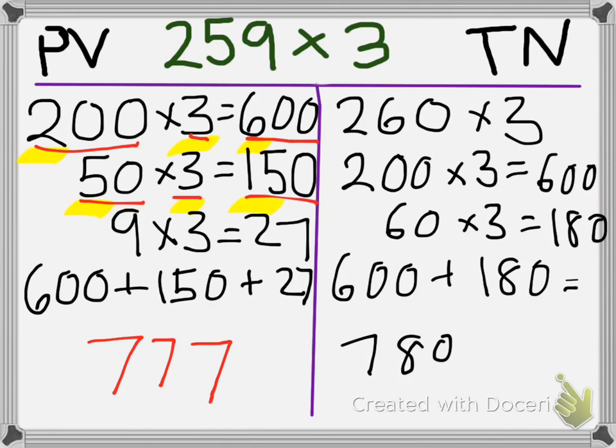Now because I added on 3 ones at the beginning to change my equation to 260 times 3, now I need to take away those 3 ones, and voila! I get 777. So the great thing about knowing two strategies is it's a great way to check if you are solving the equations correctly because you should get the same answer both times even though you use different strategies.